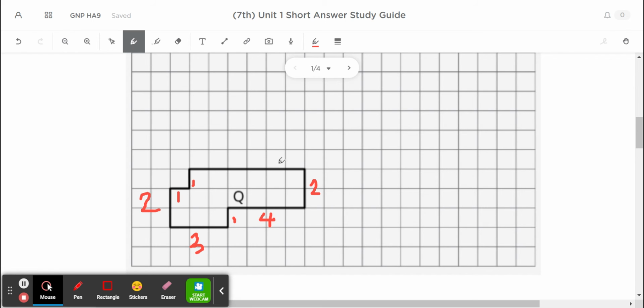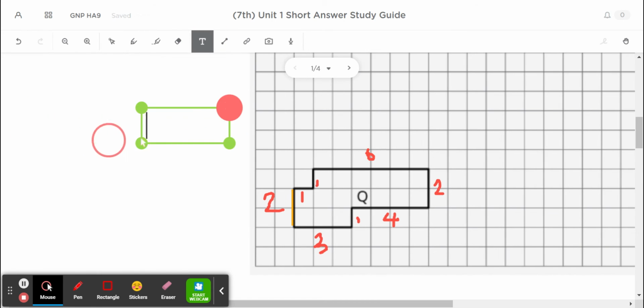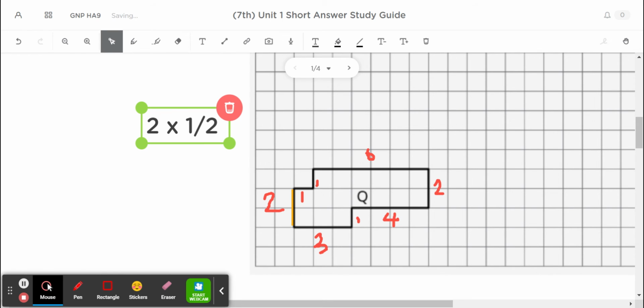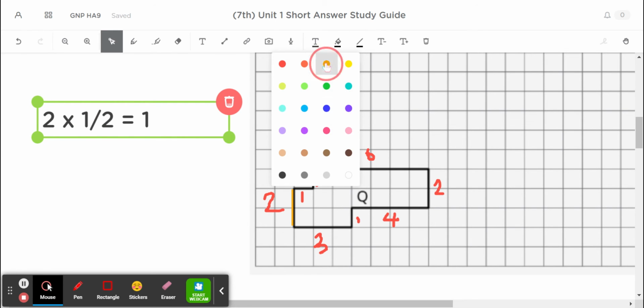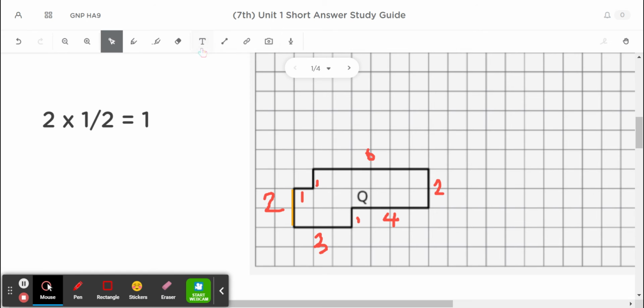Let's see, 1, 2, 3, 4, 5, 6. So my scale factor is 1/2, which means I'm multiplying all of my side lengths times 1/2. And I'm going to color code this for clarity. We have our first side that's 2 units long. And remember that we are multiplying each of those side lengths by 1/2. So I'm going to do a little bit of work on the side over here. 2 times 1/2. And I know that 2 times 1/2 is just equal to 1. We'll color code that because this is the orange side. So if 2 times 1/2 is equal to 1, I know that my orange side on my scale copy needs to be 1 unit long.